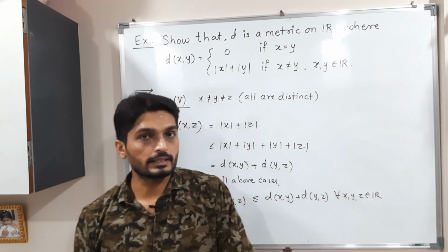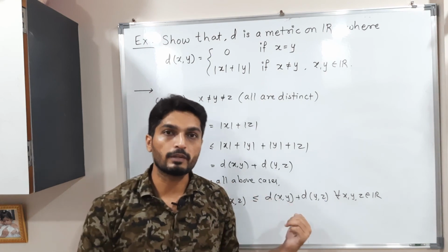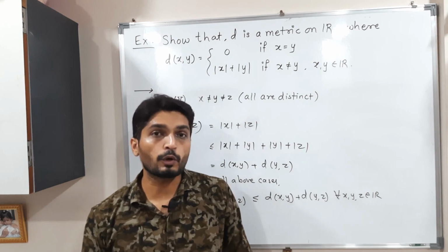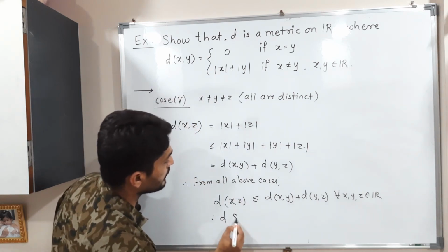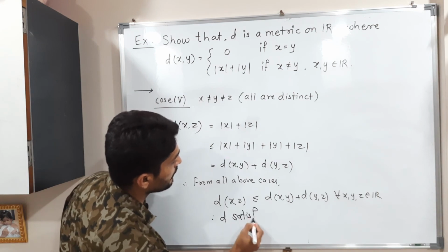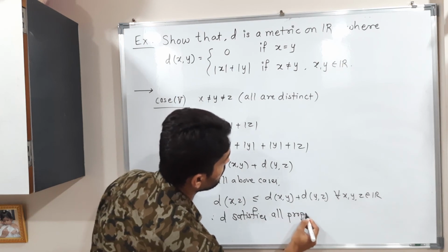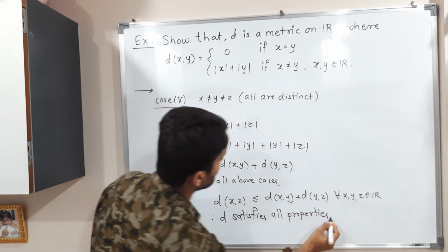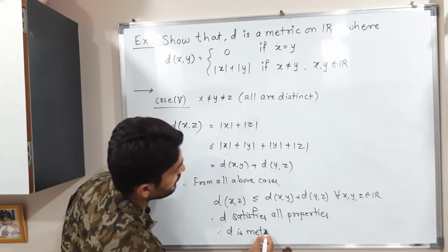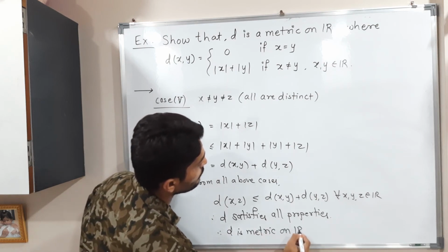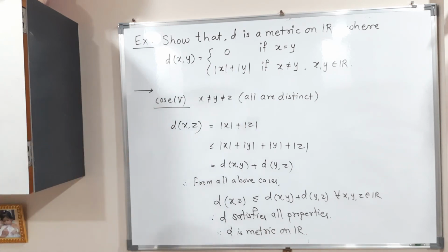Already we have proved that it satisfies the first 3 properties. Now we have proved it satisfies the last property. So therefore we can declare, d satisfies all properties. So what is our conclusion? Our conclusion is, therefore d is a metric on R. So you can make a screenshot of it. Problem is over here. Okay, and thank you. Bye.